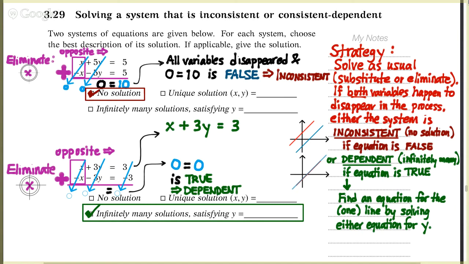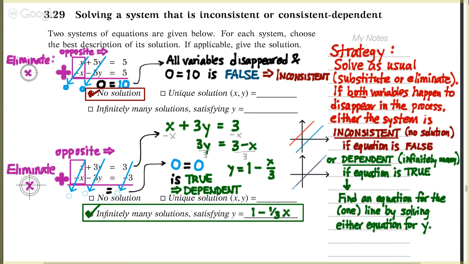To solve it for y, I just need to subtract x from both sides. 3y equals 3 minus x. And then divide both sides by 3. y is equal to 3 minus x, all divided by 3. Or distributing that division, we get 3 over 3, which is 1, minus x over 3. Or another way to write that is y equals 1 minus 1/3 x.